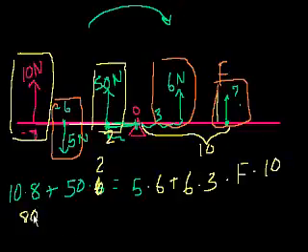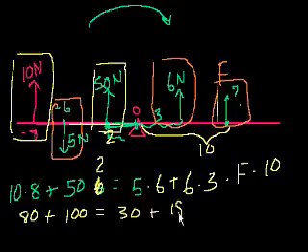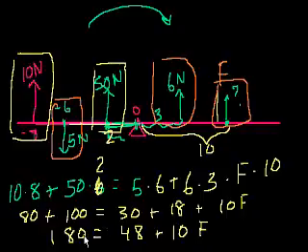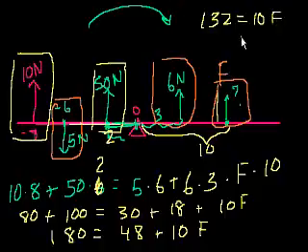So now let's just solve for the force. We get 80 plus 100 is equal to 30 plus 18 plus 10F. We get 180 is equal to 48 plus 10F. What's 180 minus 48? It's 132. So we get 132 is equal to 10F, or F is equal to 13.2 newtons.